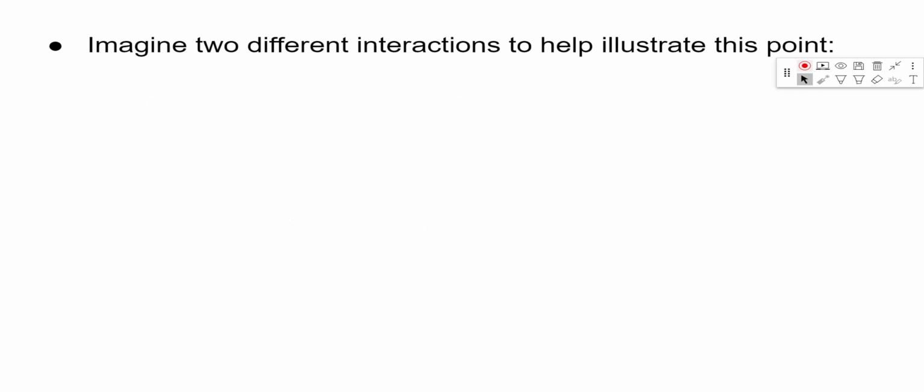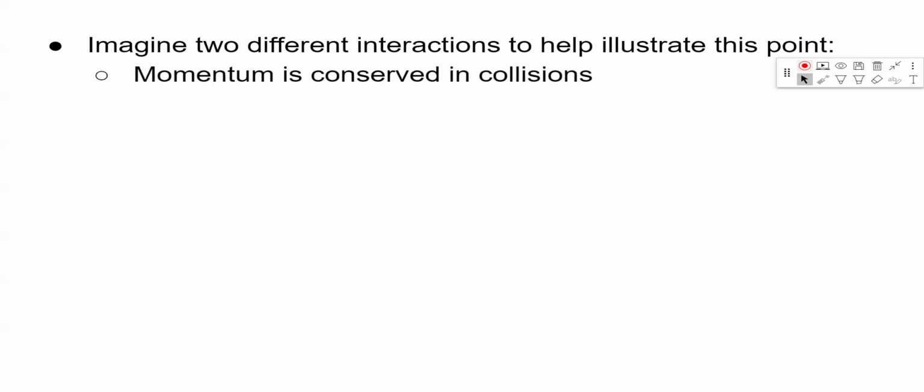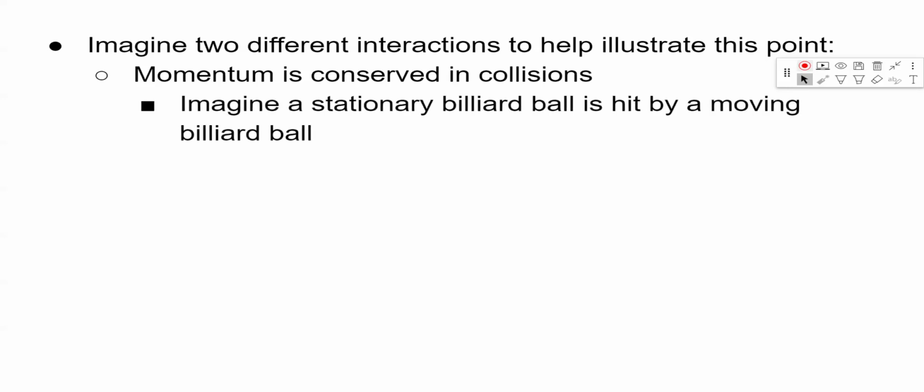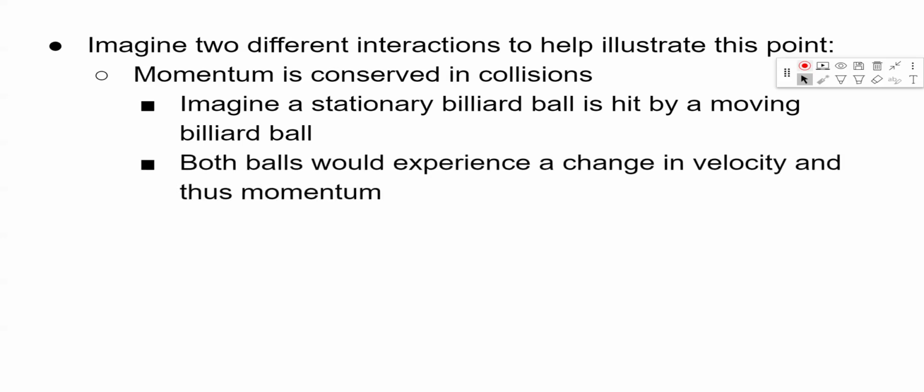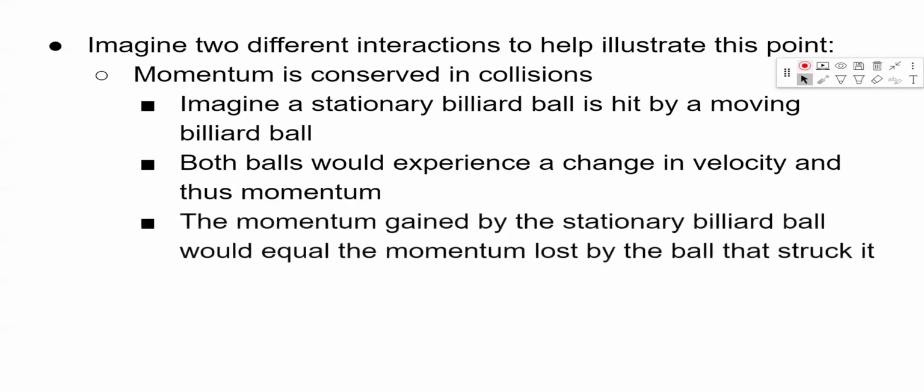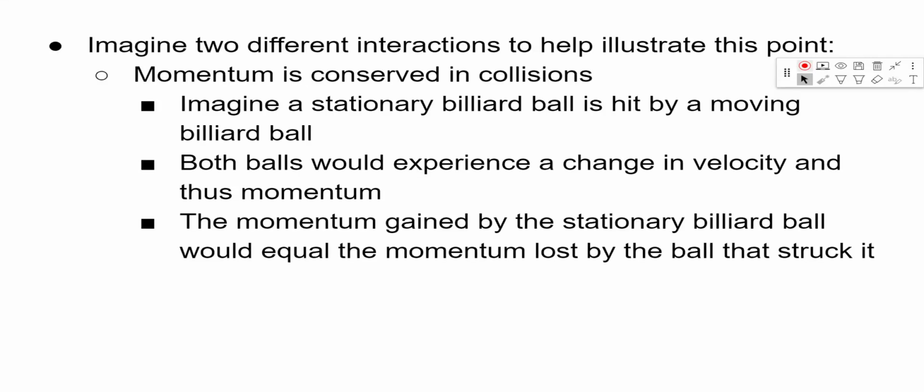Imagine two different interactions to help illustrate how this works. Momentum is going to be conserved in collisions. If you have a stationary billiard ball and it is hit by a moving billiard ball, then both balls are going to experience a change in velocity and thus a change in their individual momentums. The momentum that is gained by the stationary billiard ball is going to be equal to the momentum that is lost by the ball that struck it. So, as a whole, the system itself loses no momentum. It's just transferred from object to object.